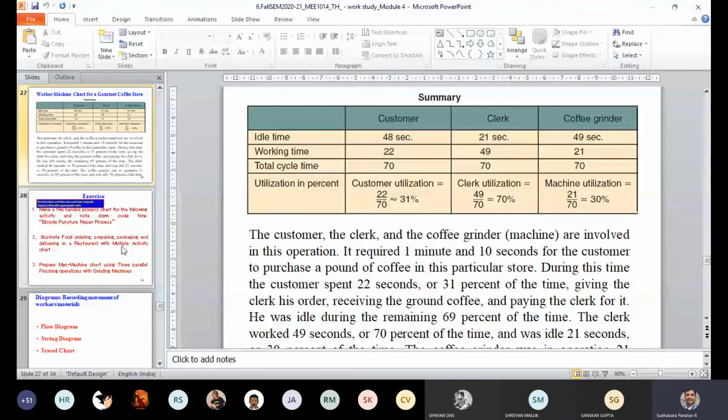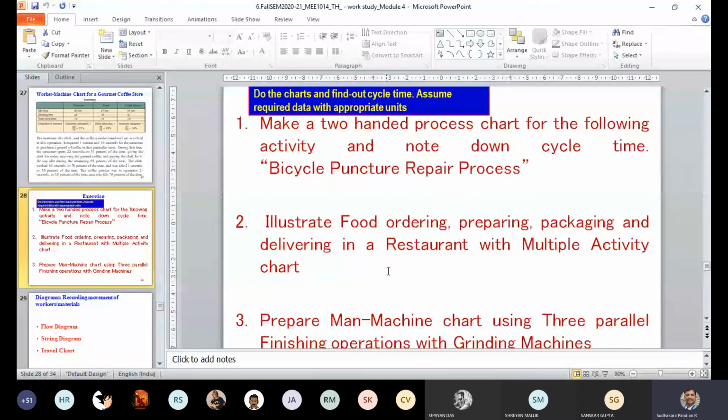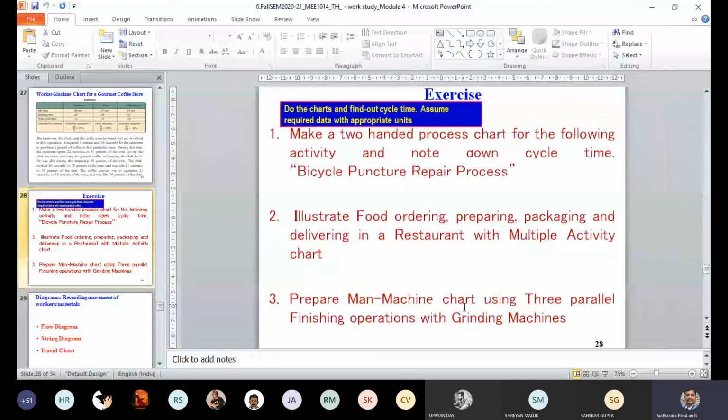I'll go to the next slide for your exercise. You can do this exercise as usual, and you can upload the handwritten file in the Google form. Just go through these three exercises. Assume data as you think is appropriate for all these three simple exercises for charting.